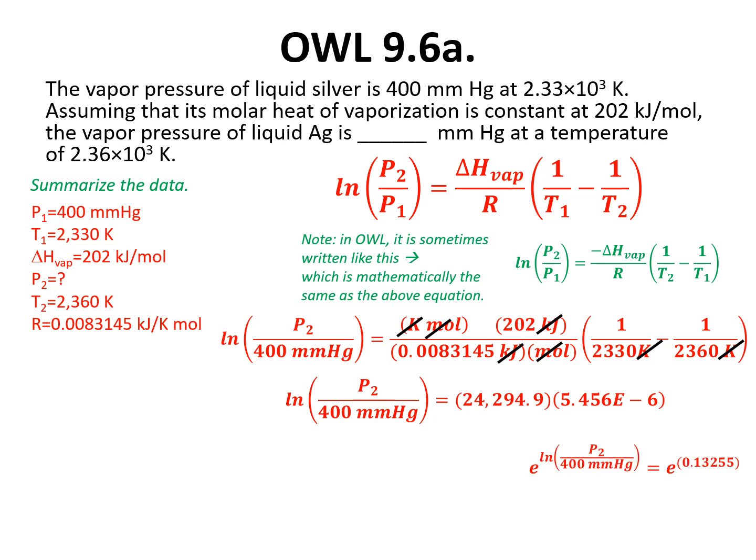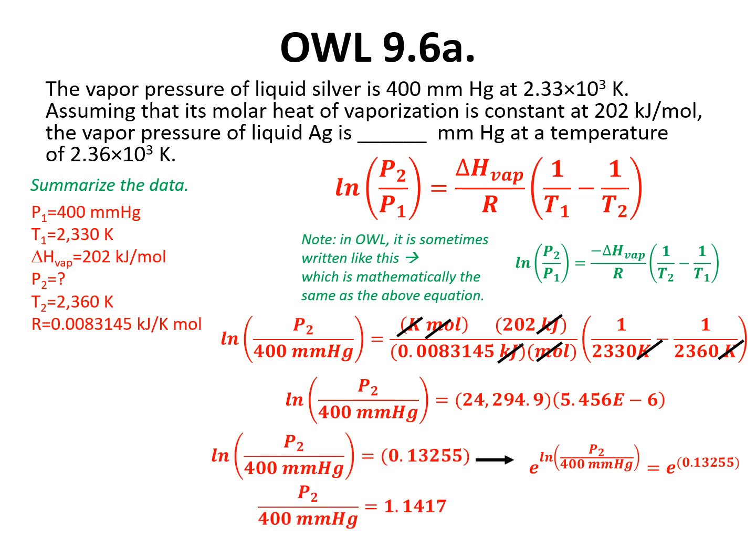Once we get the result for all the numbers on the right, which ends up being 0.13255, to get rid of the natural log function on the left, we're going to take e to the power of both sides. When you take e to the power of a natural log, those two operators cancel one another out, and so we end up with P2 over 400 millimeters of mercury equals 1.1417. P2 equals 457 millimeters of mercury.